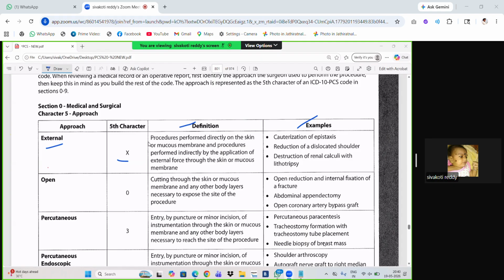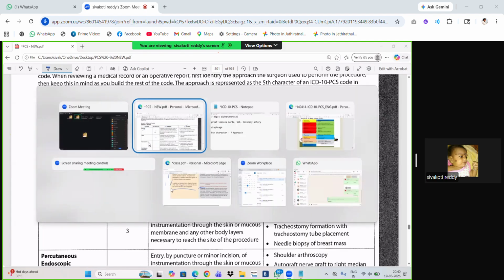Like suppose pus formed in the body. How they will remove the pus? Incision with needle. They will puncture the abscess, right? By needle they will puncture and they will remove the excessive fluids. It should be percutaneous. Like any fluid formation or gas formation, if they removed, also percutaneous. In thorax area like thoracentesis, they will puncture the thorax area and remove the excessive gas. And it should be percutaneous. So note down when we need to take percutaneous.